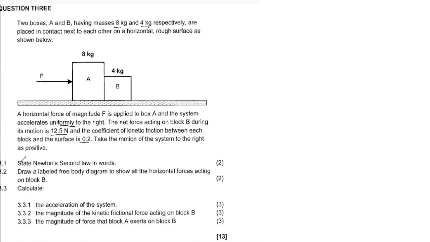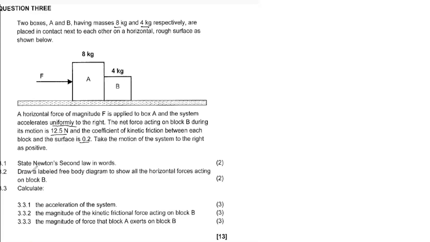Then 3.1 is saying state Newton's second law in words. So we know that Newton's second law states that when a net force acts on an object of mass, the object will accelerate in the direction of the net force, where acceleration is directly proportional to the net force and inversely proportional to the mass of the object. So that's how you are expected to define Newton's second law according to your CAPS document.